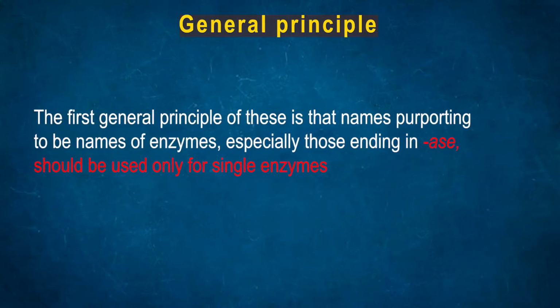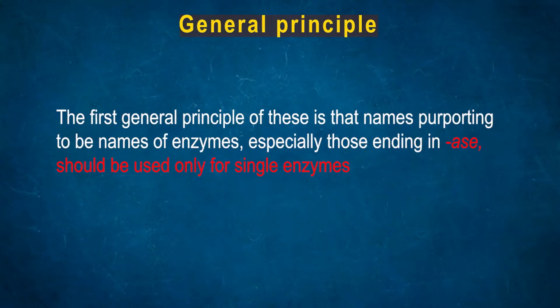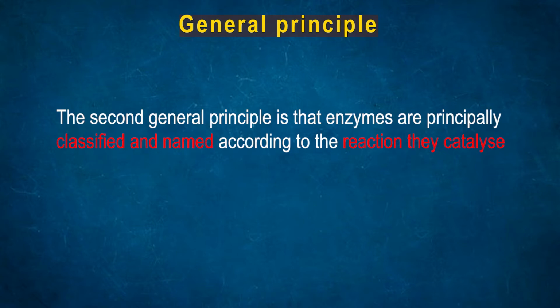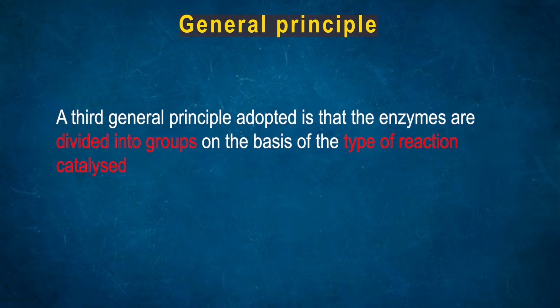The first general principle is that names purporting to be names of enzymes, especially those ending in "ase", should be used for single enzymes. The second general principle is that enzymes are primarily classified and named according to the reaction they catalyze. A third general principle is adopted that enzymes are divided into groups on the basis of the type of reaction catalyzed.